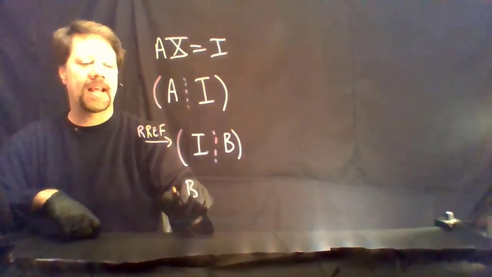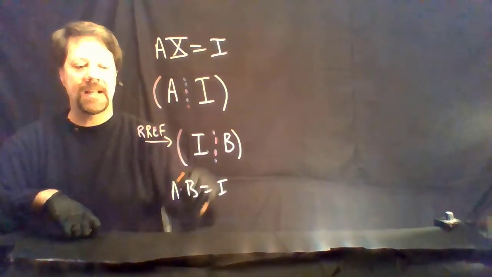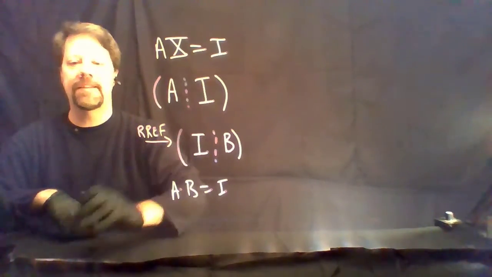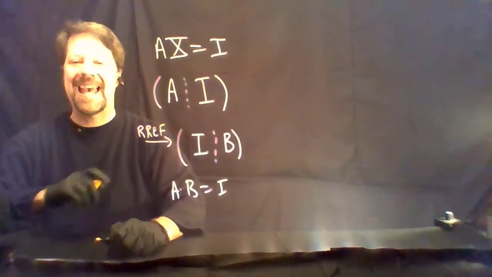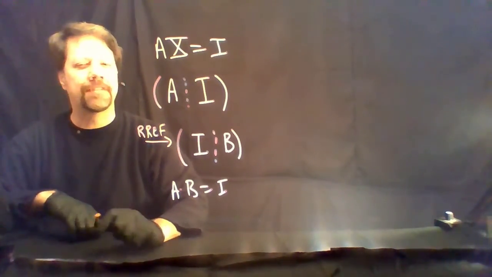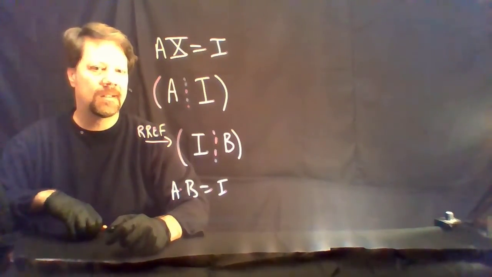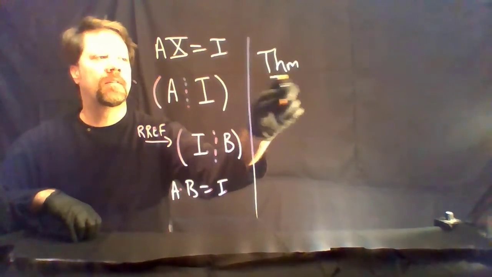B will satisfy A times B equals the identity matrix. It will satisfy this system of equations. And so B will be an inverse. Notice I've been careful to say an inverse. I haven't implied that there's only one. But we have a theorem.